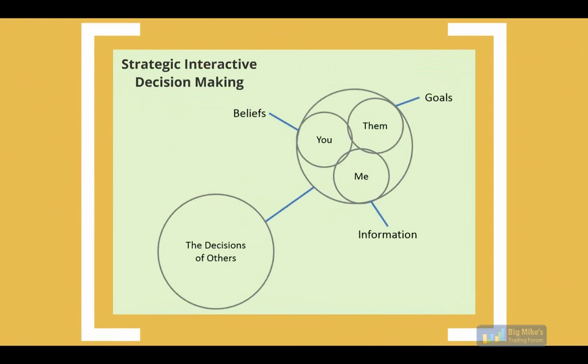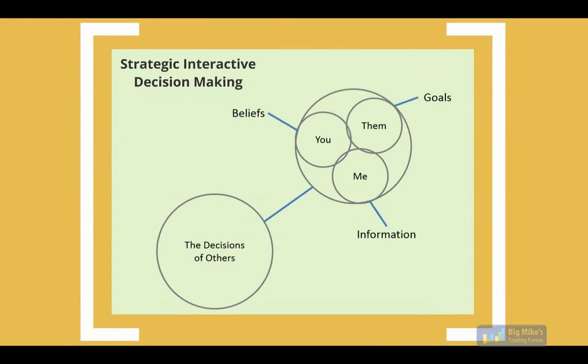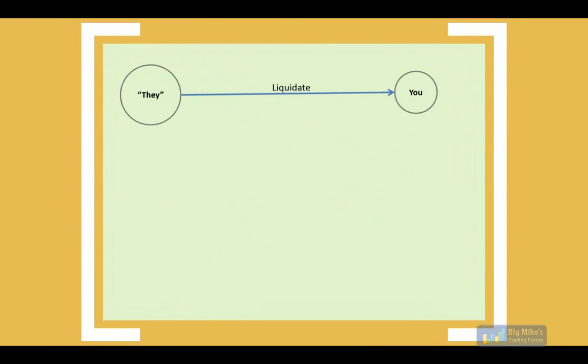Now, I'm not suggesting that you need a doctorate in quantitative finance or master's in financial engineering, but a basic understanding of strategic, interactive decision-making should make your approach to trading more clear. As traders, we're groups of individuals, you, me, them, each with our own beliefs, goals, and information, and we're responding to the decision of others. So let's flip that around a little bit into they, representing professionals, institutions, algorithms, liquidating you, the novice individual trader.